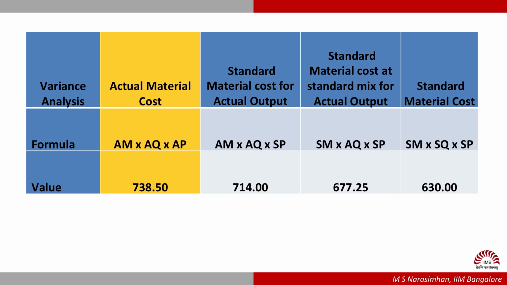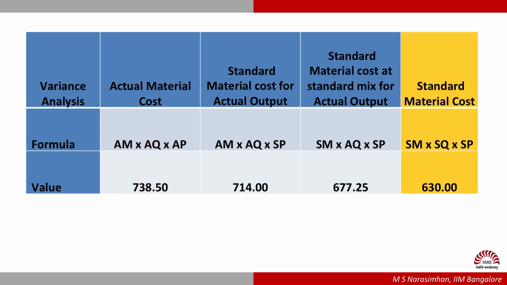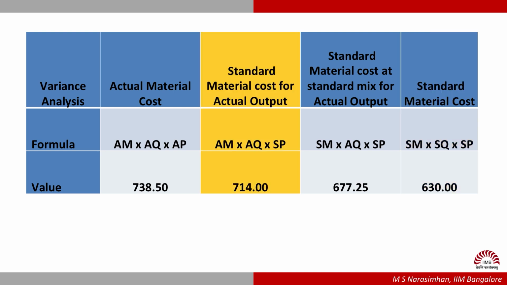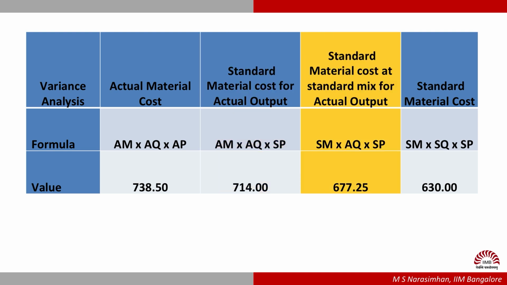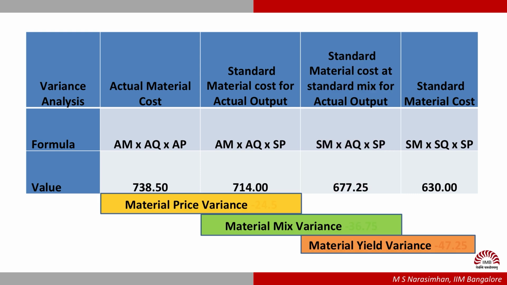The first value is actual material cost. This is equal to actual quantity times actual price. The last value is the standard material cost and this is equal to standard quantity times standard price. The second value is actual quantity times standard rate and the third value is the standard material cost at standard mix for actual output. That is standard mix times actual quantity times standard price. With these four values, we can compute the three variances.